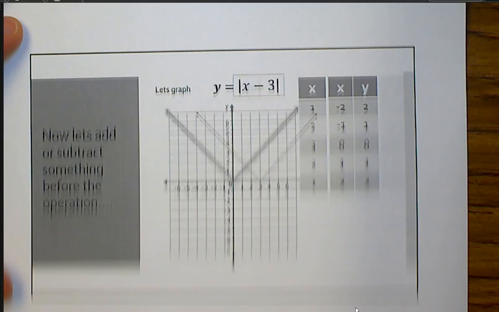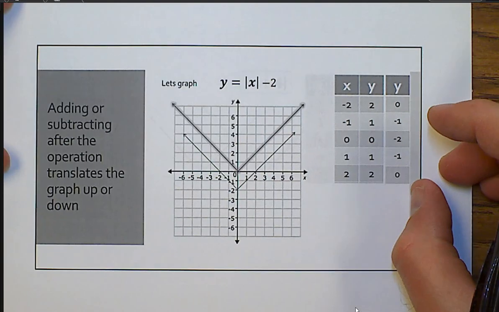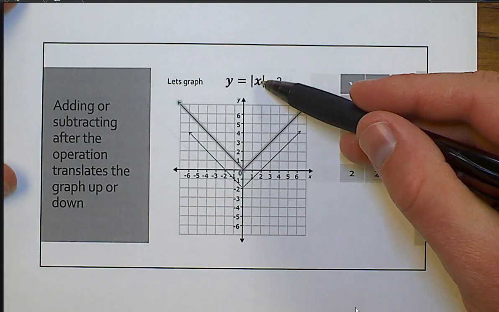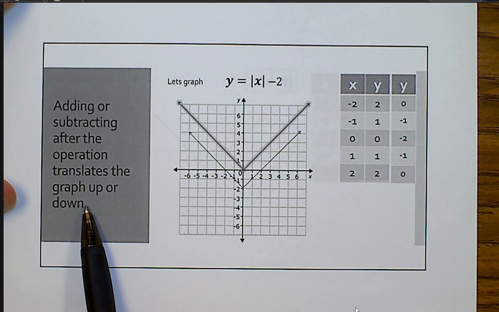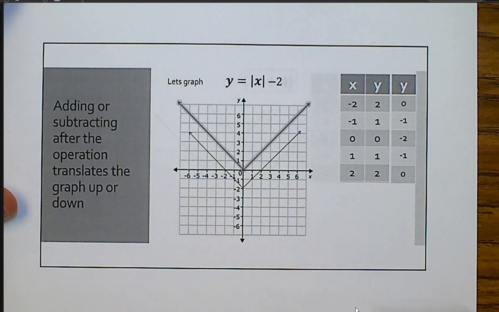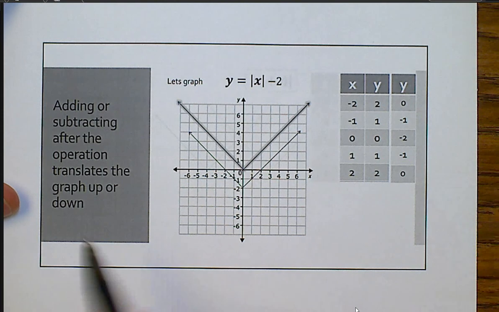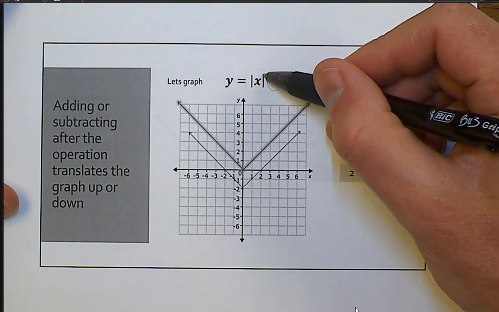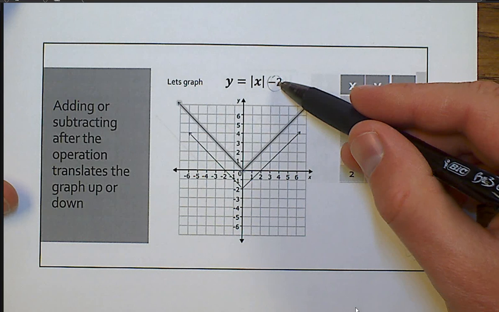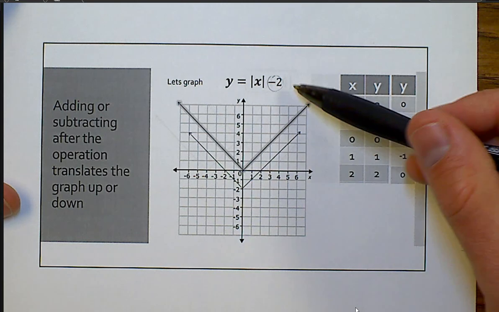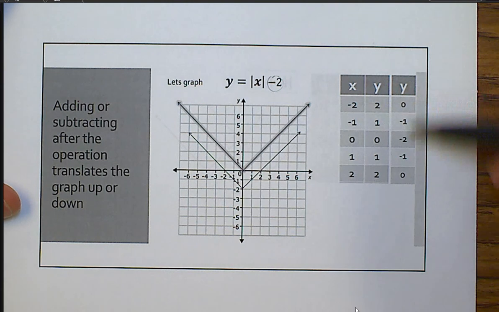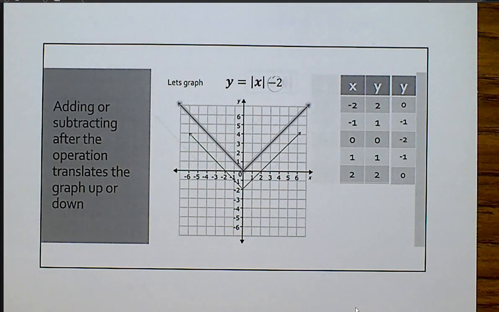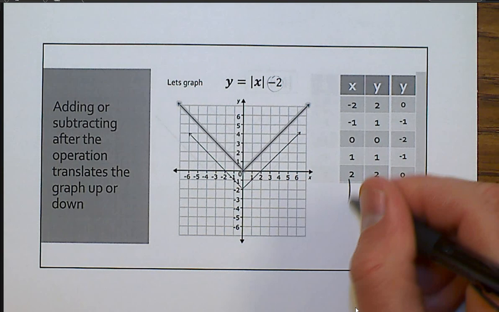So on the next page, you see what happens when there's a negative outside of the absolute value bars. Over here, I have written down for you what we just concluded. When you add or subtract after the operation, it translates the graph up or down, meaning anything outside of the absolute value bars is going to shift it up or down. So in this case, because it's a minus 2, it'll shift down 2 units, the whole graph. And again, you can test that by plugging in your points and you can see the resulting y values right there.